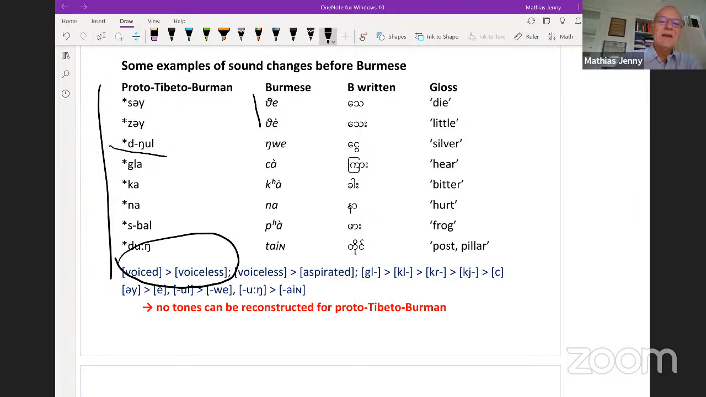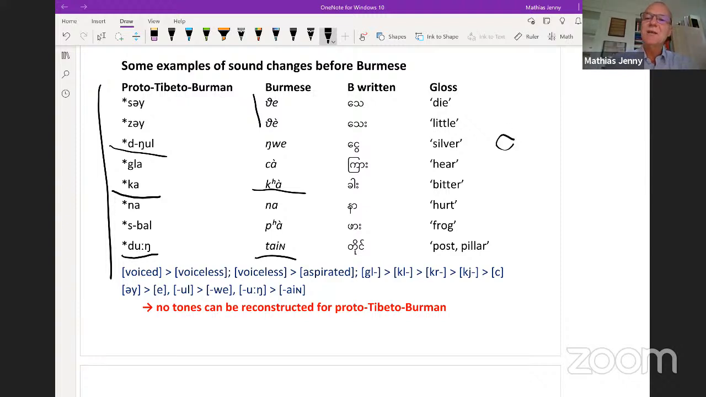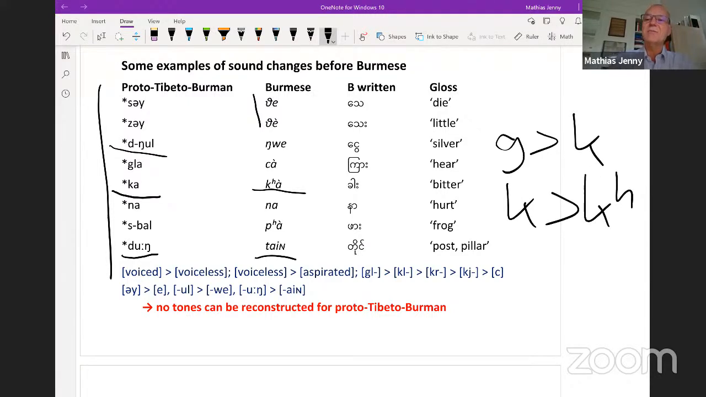So you have the example of the last one here, doom, a post or a pillar, which becomes dai in Burmese. So D changes to non-aspirated plain T. Voiceless consonants of Proto-Tibeto-Burman become aspirated in Burmese. So what is ka in Tibeto-Burman becomes ka in modern Burmese. So you always get ga becomes ga and ka becomes ka.